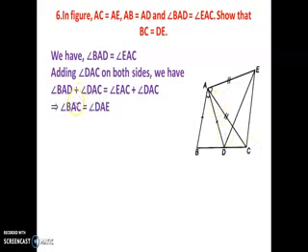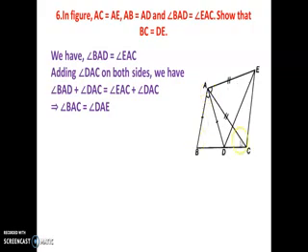Let us write that angle BAC is equal to, likewise, angle EAC plus angle DAC, the sum of these two angles, which becomes angle DAE. So we can write this equation as angle BAC is equal to angle DAE. So in these two triangles, triangle ABC and triangle ADE, one pair of angles becomes equal.